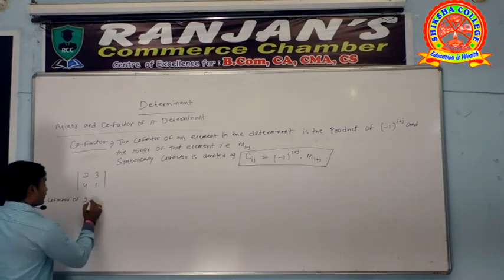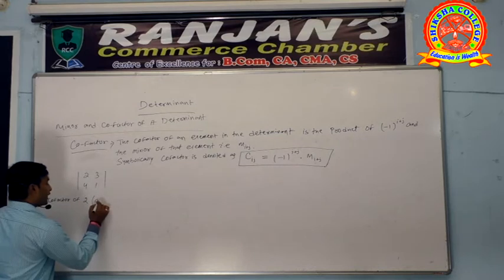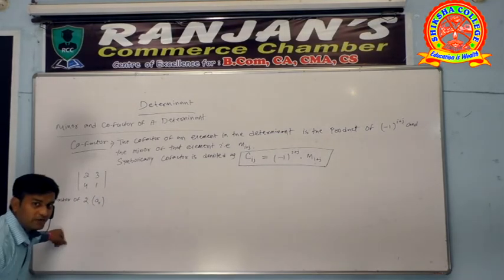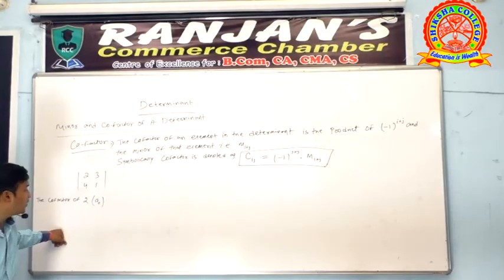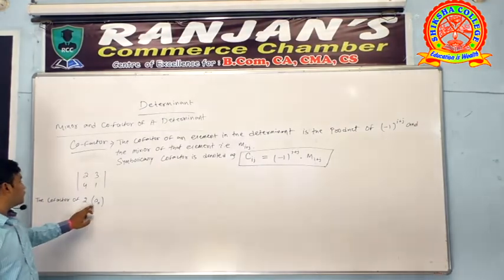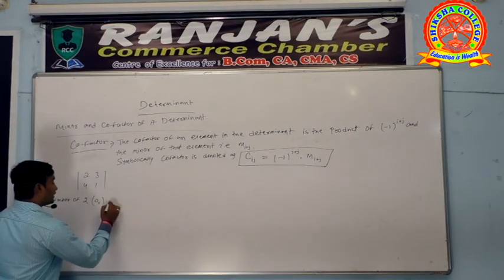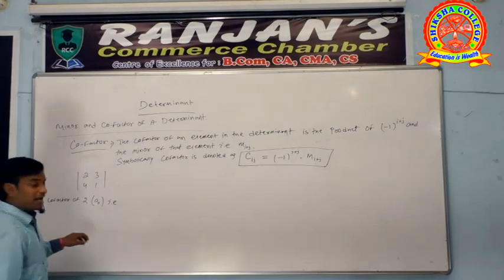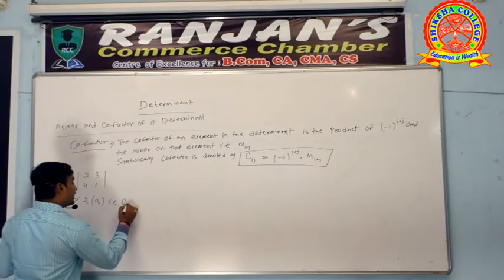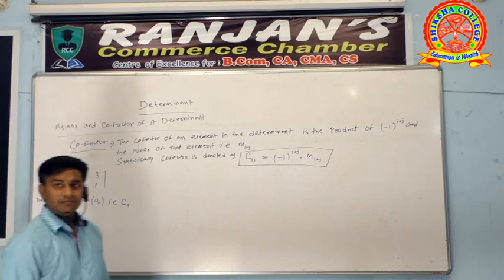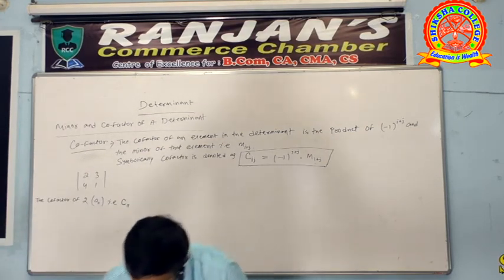Okay. 2 means what is the position? A11. The position is important over here, students. Mind it. The position is important. So the cofactor of 2, that is A11, row 1 column 1. Here what do we symbolize? We symbolize C11. C11. Okay.